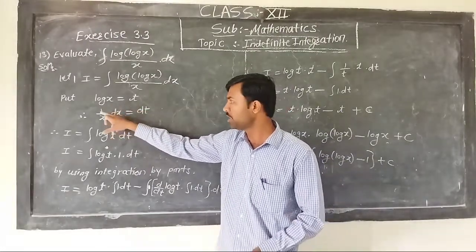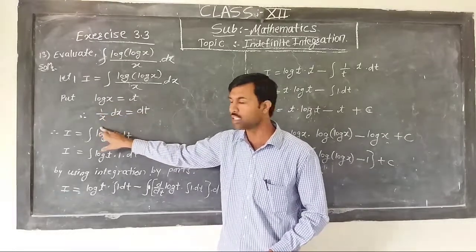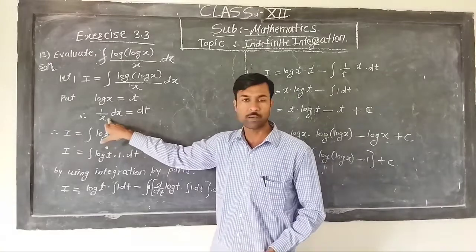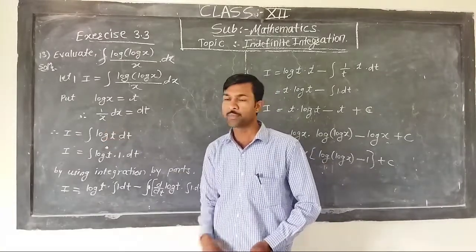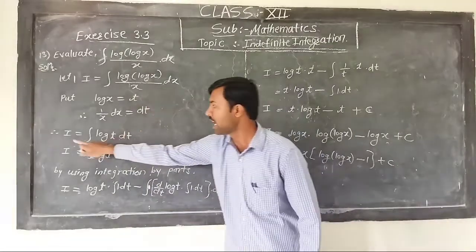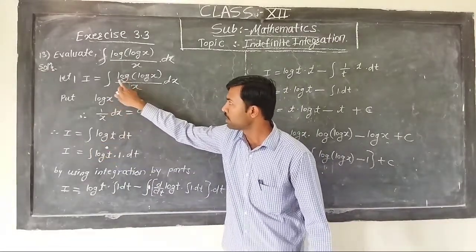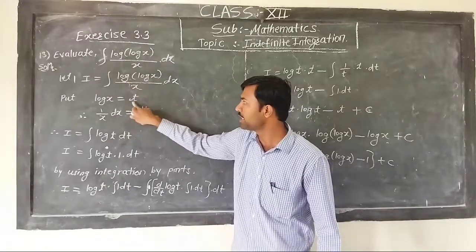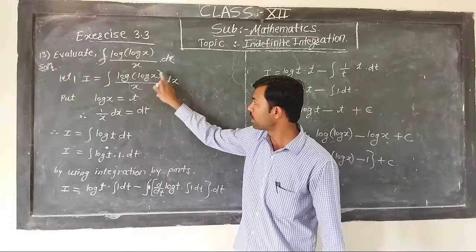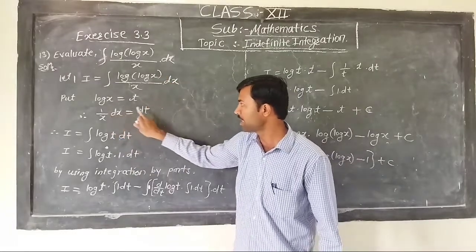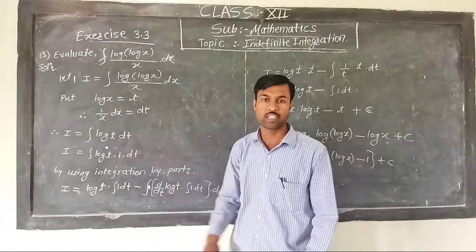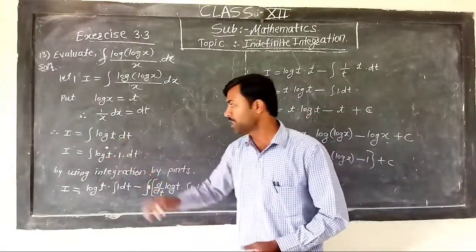After differentiating both sides, we will get derivative of log x is 1 upon x and derivative of t is dt upon dx. So I take this dx to the left hand side, so it is in the numerator now. Now after putting these terms in this equation, we will get I is equal to integration of log x replaced by t, log t into 1 upon x into dx. 1 upon x into dx is dt. So it is integration of log t dt.